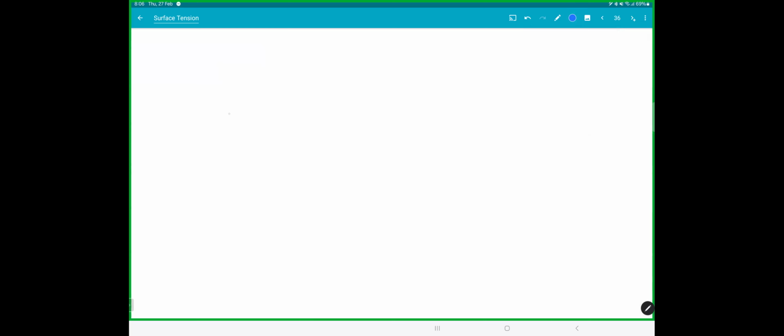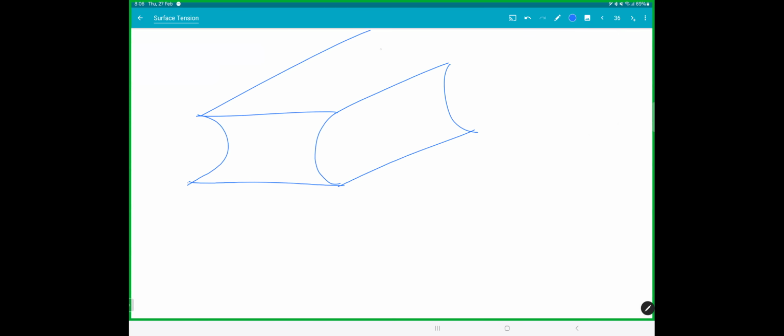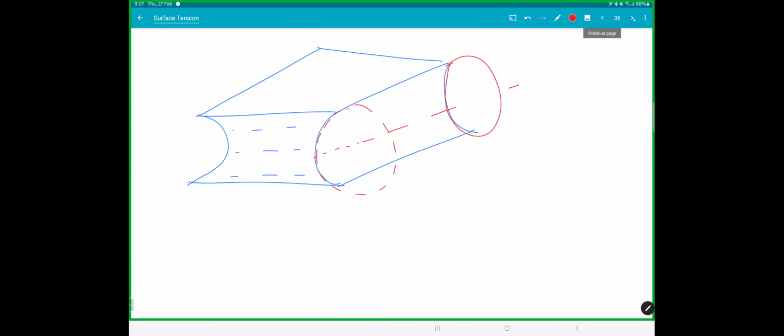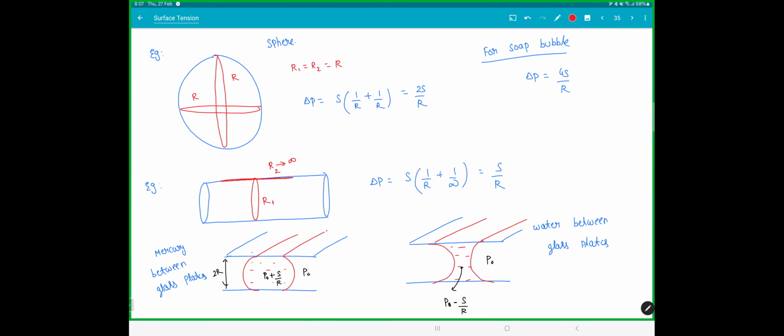See, I'll try to draw. Think of it like this. Can you see that curve? It looks like this. It's a half cylinder. The liquid will be here inside. So here, this is one radius of curvature. The other radius of curvature is a straight line, infinity. Able to visualize now? So for a cylinder, one radius of curvature is infinity and another radius of curvature is R. Is this clear, everyone? So this formula is valid.